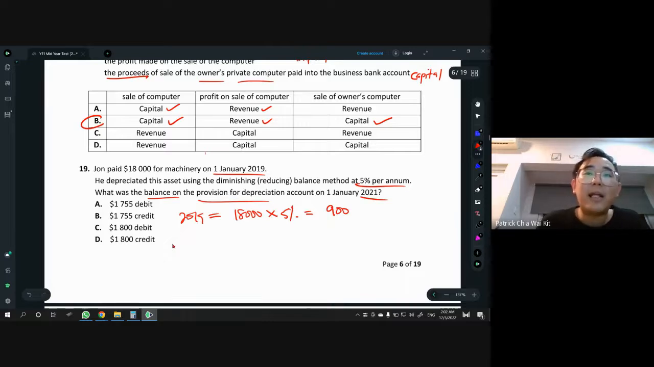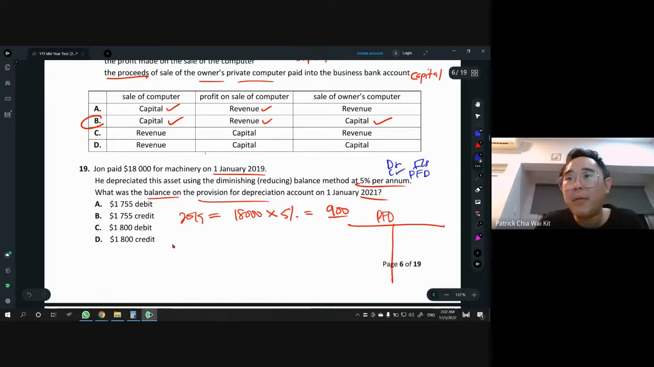Okay, so 900. So what happened in our PFD account, the provision for depreciation? For the first 900, apply the double entry, because the double entry for depreciation is always the same. It's always debit income statement, credit PFD. Credit means on the right side, you put 900 here, and then you put income statement. So this is the first year. You get 900 total, then balance CD 900, and balance BD 900.